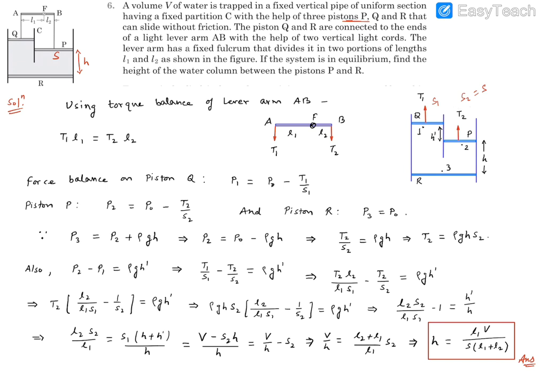Now, once we know T2, we can also find T1 from there. So T1, T2 are now known to us in terms of H. Moreover, we need to use this 1 and 3 or maybe 1 and 2 together. So let's consider 1 and 2 together.